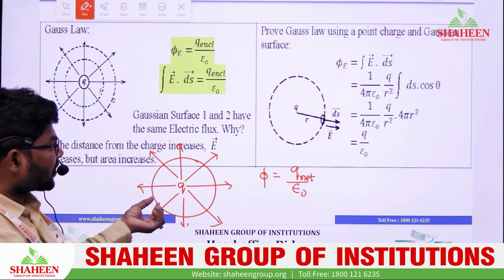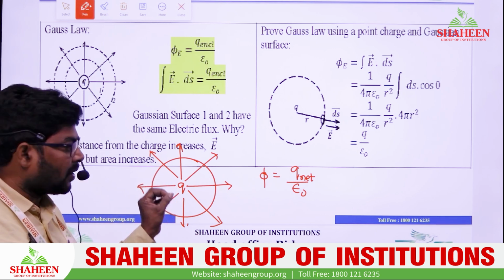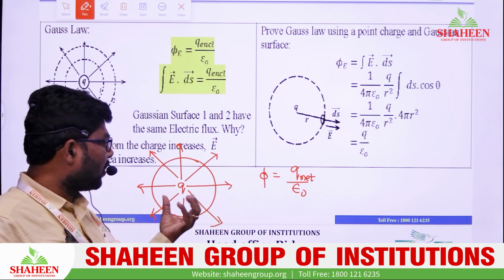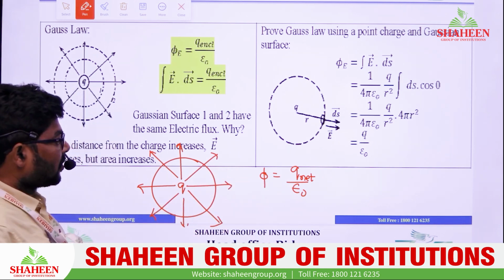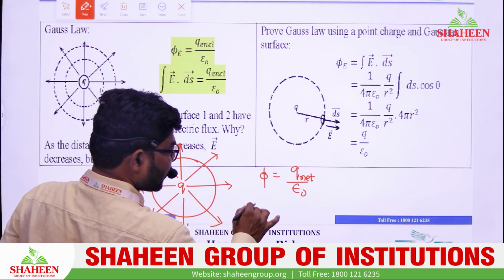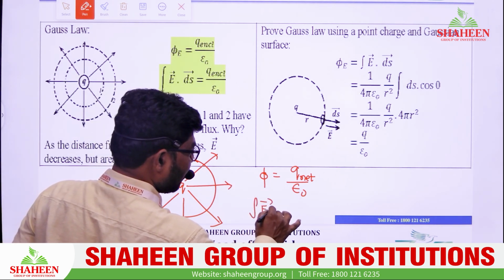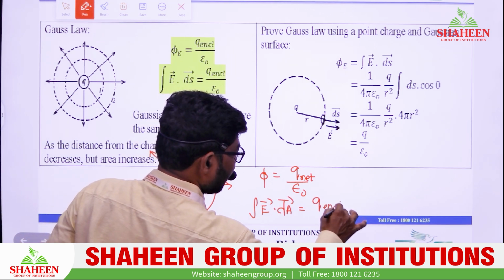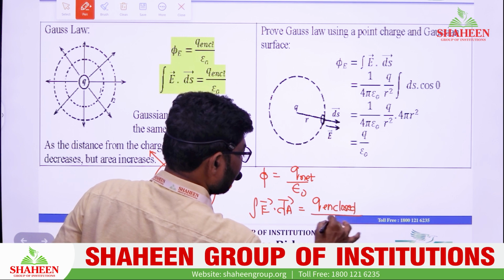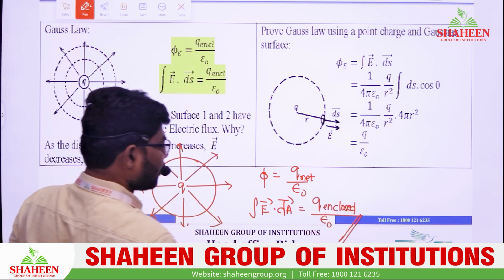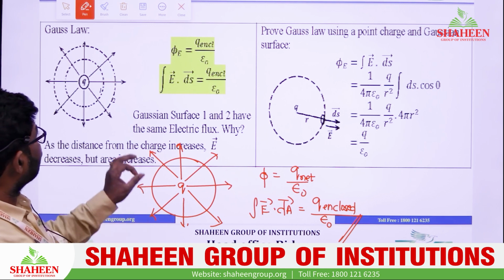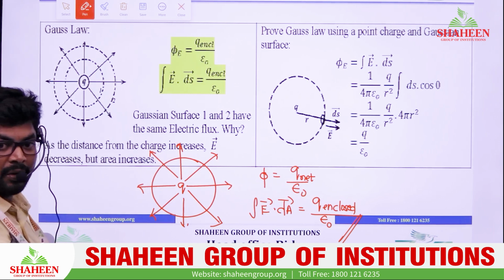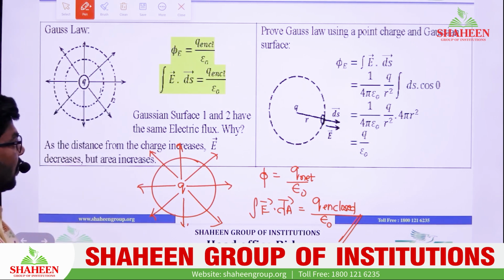So whatever charge is enclosed inside the Gaussian surface, the total charge upon epsilon naught. The charge which is outside is not applicable; it must be inside the Gaussian surface. So we can also write the flux definition: integral E bar dot dA bar is equal to q net or q enclosed upon epsilon naught. Or simply flux phi is equal to Q by epsilon naught. This is called Gauss law.